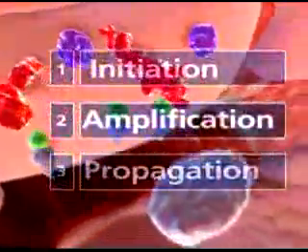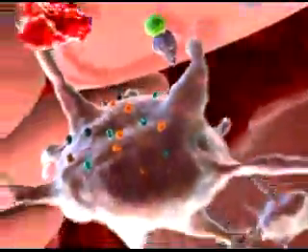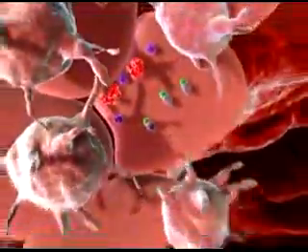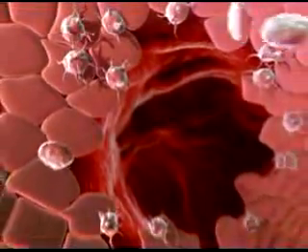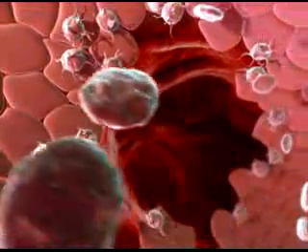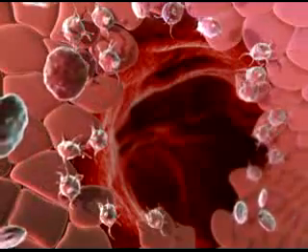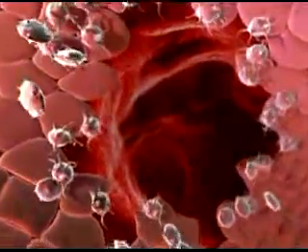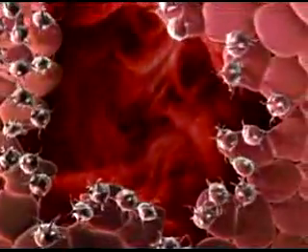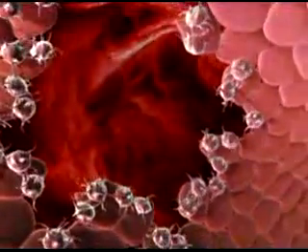In the second phase, amplification, thrombin moves to the platelet surface, activating the platelets as well as factor 10 and promoting aggregation of platelets at the site of injury. The coagulation response is amplified as platelets adhere, become activated, and accumulate activated cofactors on their surfaces.